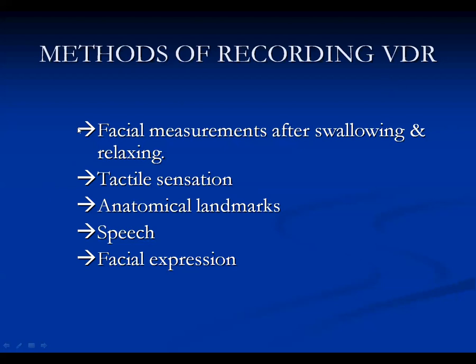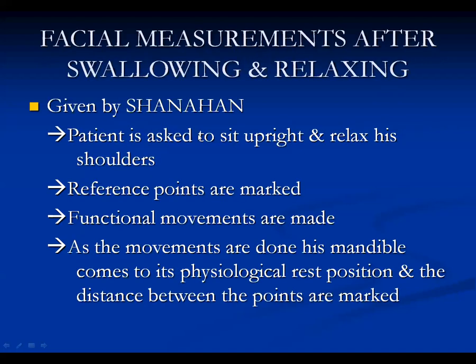So, how do facial measurements play a role? This method was given by Shanahan. The patient is asked to sit upright and relax his shoulders. Reference points are marked at the tip of the nose and the most prominent part of the chin. Functional movements are made. After functional movements, the mandible comes to its physiological rest position and the distance between the two points is marked.